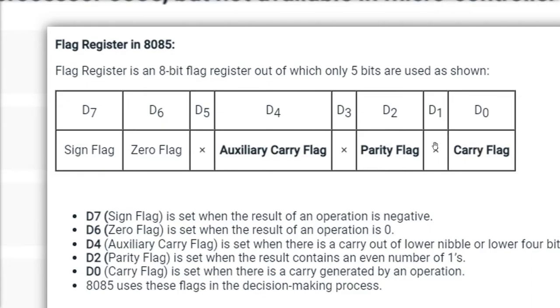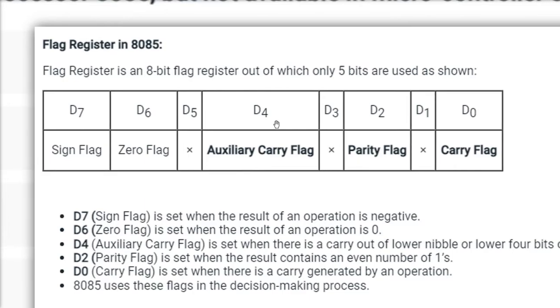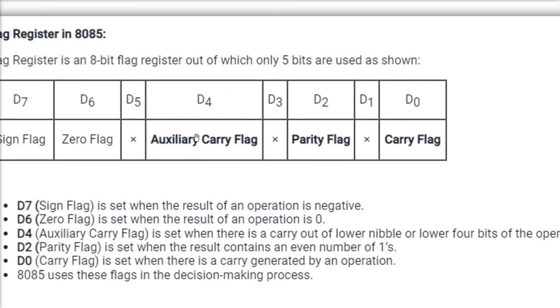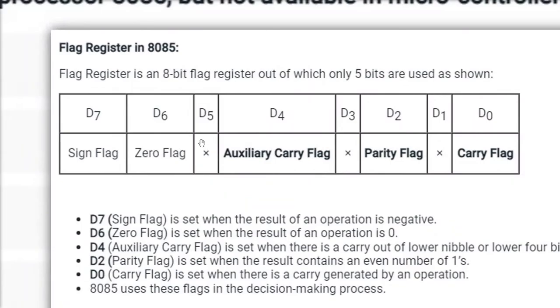Carry flag, as I just said, D0 is set when there is a carry generated by any operation or process. Then we have D4, the auxiliary carry flag, and this becomes 1 when there is a carry out of the lower nibble, that is the lower 4 bits of the operation. Then the other bits are D1, D3, D5.